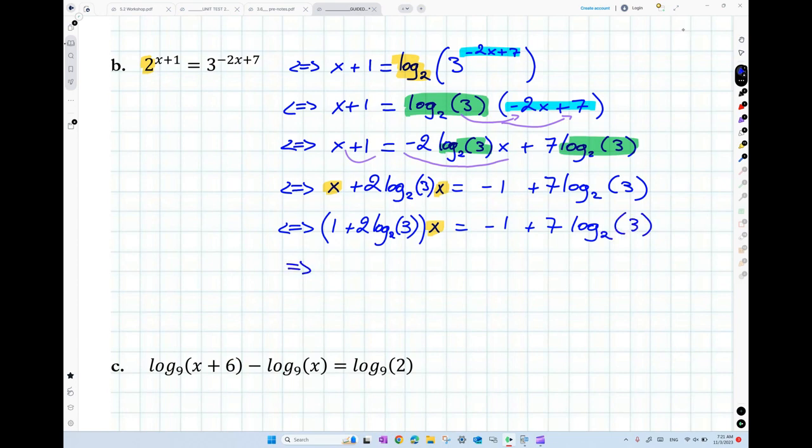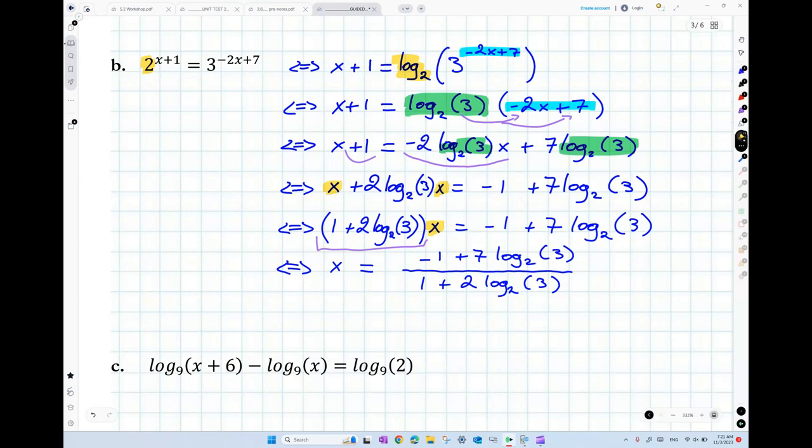And finally, to have x all by itself, I'm going to make that multiplier a divider onto the other side. So this whole right side is going to be divided by this factor of x, 1 plus 2 log 2 of 3. There are ways to simplify that expression into only one logarithm, but I will spare you the difficulty. You can stay like this.